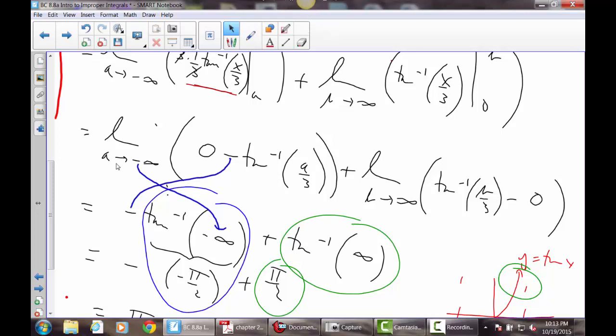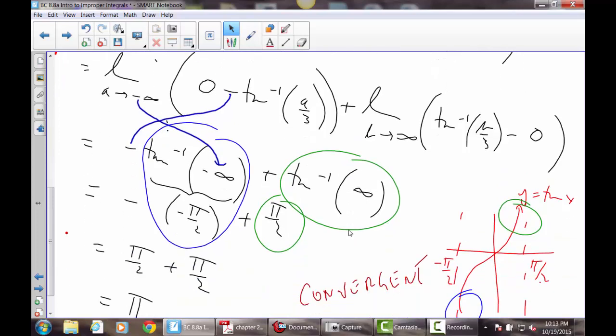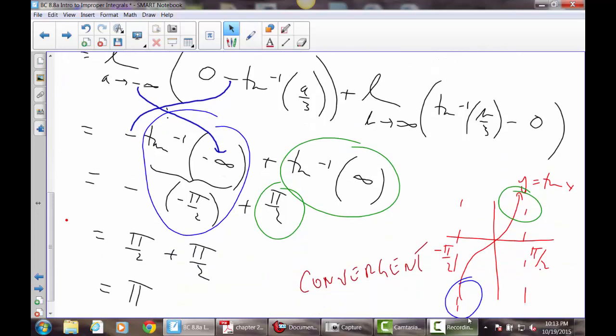Now, what happens if you do the limit as a goes to negative infinity? Negative infinity over 3 is negative infinity. And the inverse tan of negative infinity. Now, remember, when you're looking at inverse tan, think of the graph of tan, but only between negative pi over 2 and pi over 2. So where does the tangent go to negative infinity? It goes to negative infinity at negative pi over 2. So you have negative pi over 2.